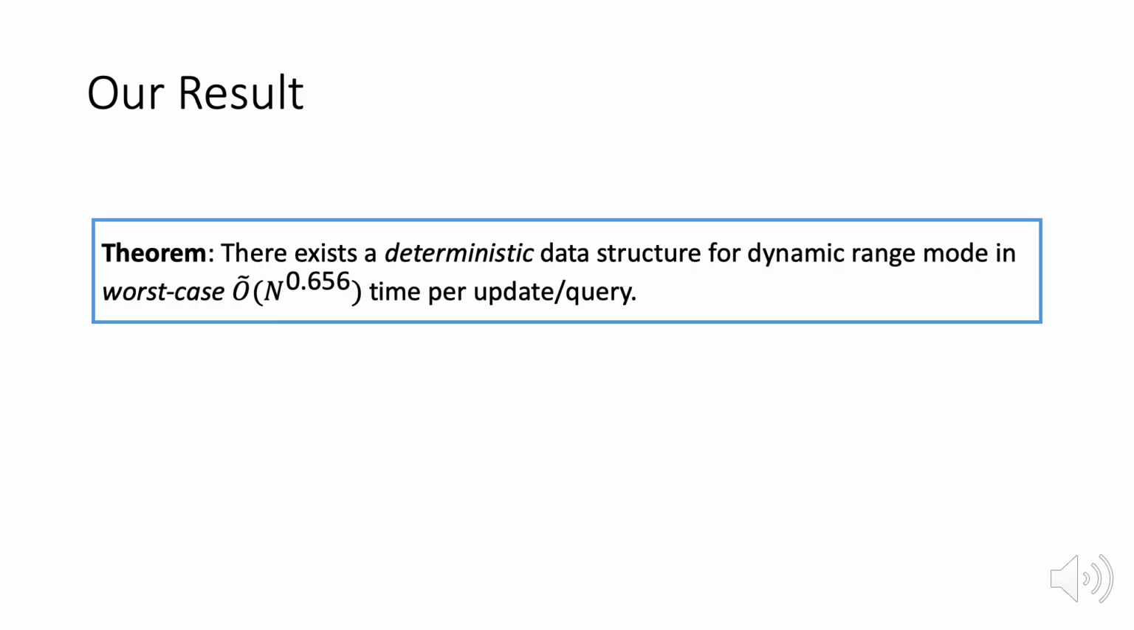In our work, we make a small progress towards answering this question. We show that the n^{2/3} upper bound is not tight. Specifically, we show a deterministic data structure for dynamic range mode that runs in worst case Õ(n^{0.656}) time for both update and query time.